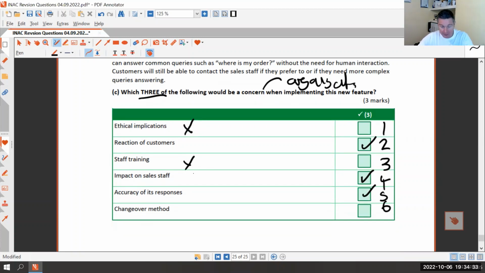And then the last bit, changeover method. It's not replacing anything. It's just an additional feature. So it's either you use it or you don't. It should be a direct change. It shouldn't be an issue. So that wouldn't be too much of a thing either.